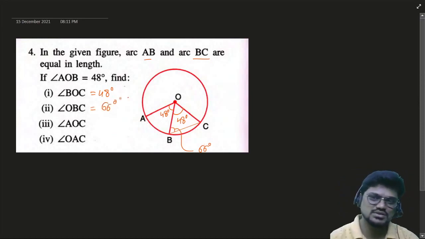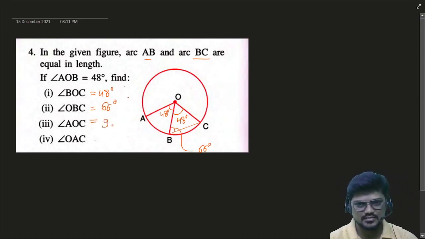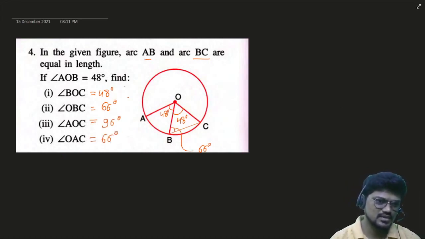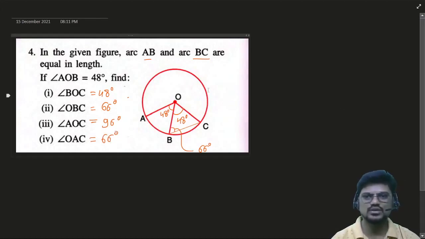Okay. And then angle AOC is just you need to add, that is 96. And angle OAC, the same thing, that is 66. I hope everyone is getting it. Yes. Okay, fine. Next.